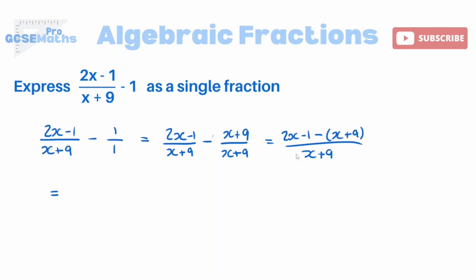So now I'm going to subtract. 2x minus x is just 1x. Minus 1, take away 9, is then minus 10. Okay? Minus 10. We're not adding the 9, we're taking it away. And then it's over x plus 9. You check, can I simplify this fraction at all? No, there's no common factors between all 4 terms. So that is just it. That's my answer. I've incorporated the 1 as a whole number into that fraction.